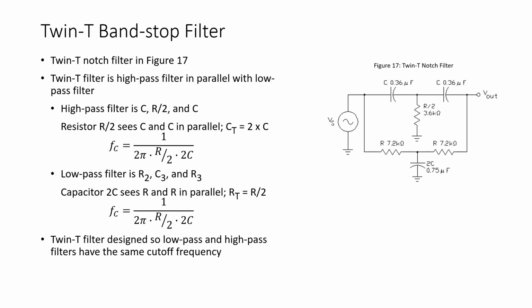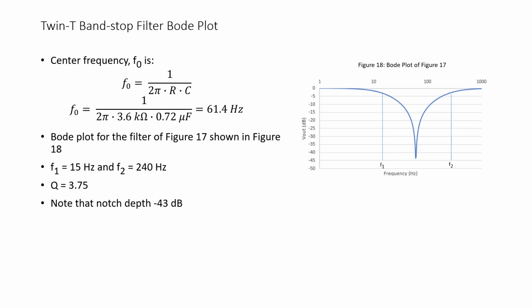So this twin T filter is designed so that both the low pass filter and the high pass filter will have the same cutoff frequency. And this will be the center frequency of the band stop filter. So for the filter circuit of figure 17, the center frequency is calculated by taking 1 over 2 pi RC, which gives us a value of 61.4 hertz. And the Bode plot for that filter circuit is shown in figure 18.